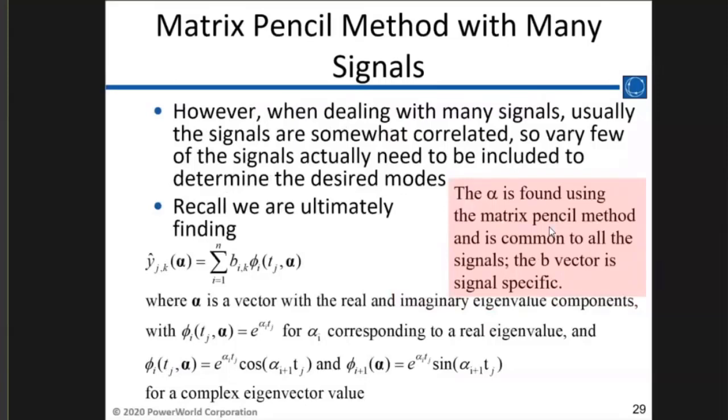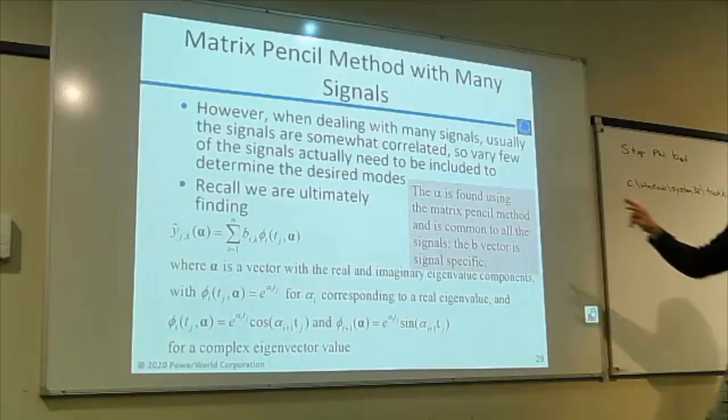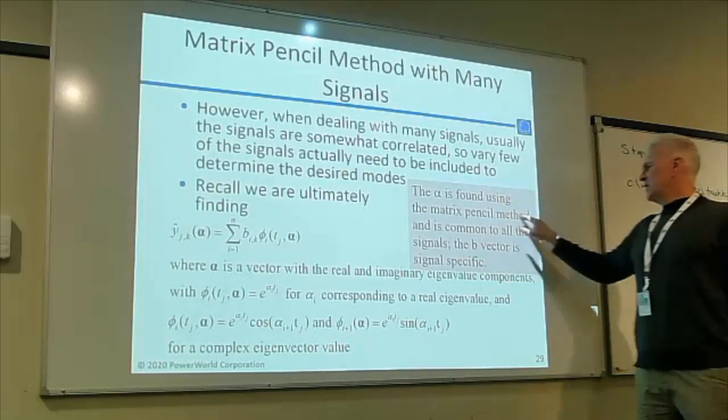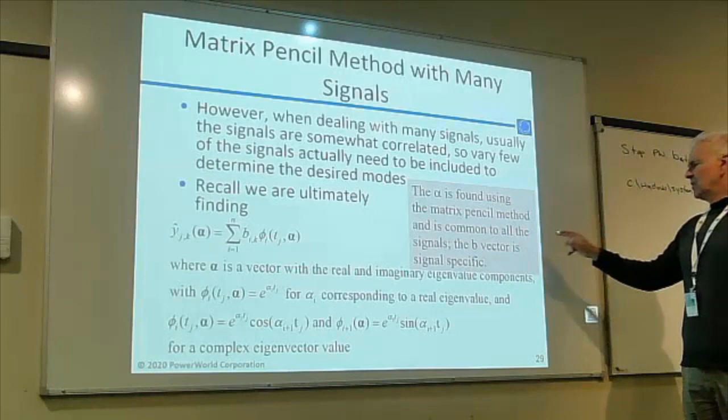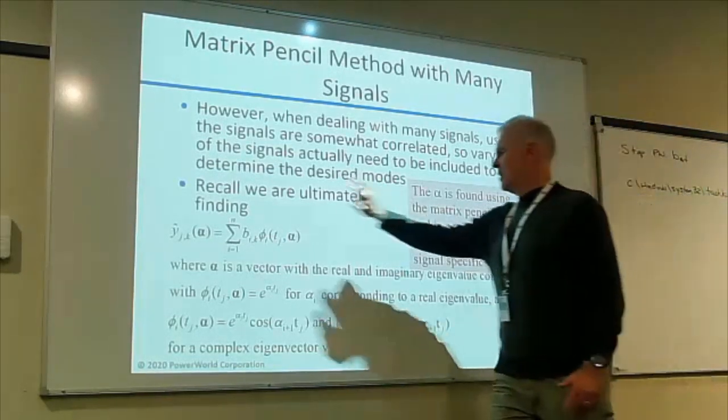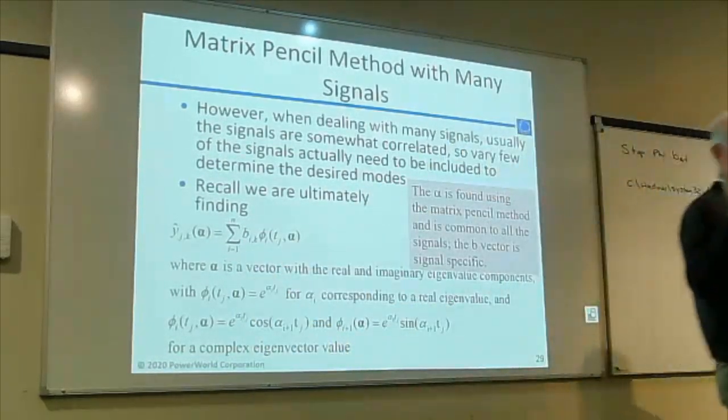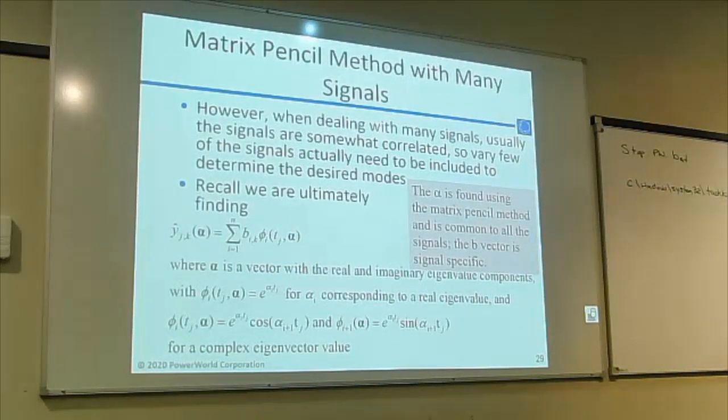A good insight that came out of work we've been doing recently is that when dealing with many signals, usually the signals are somewhat correlated, so very few of the signals actually need to be included to determine the desired modes. Ultimately, we want to know what modes are in our set of signals. The alpha value is found using the matrix pencil method and is common to all the signals. The B vector is signal specific. The good thing about the B vector is we can calculate that super fast.